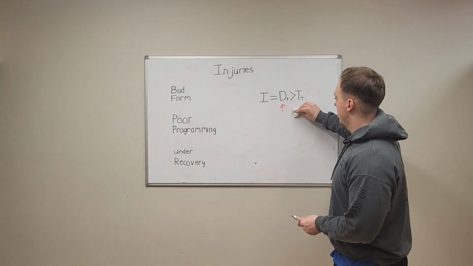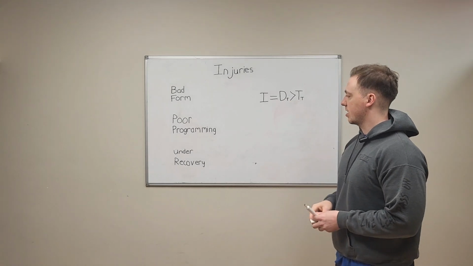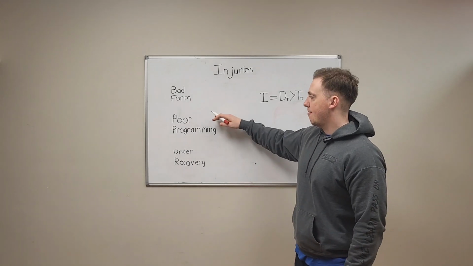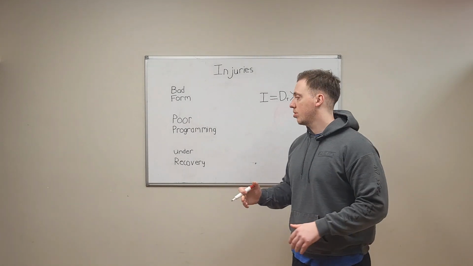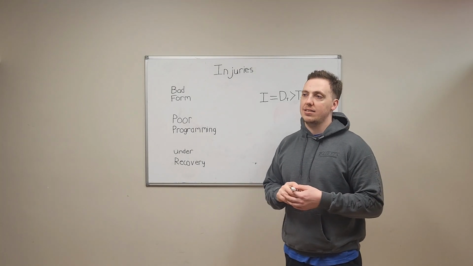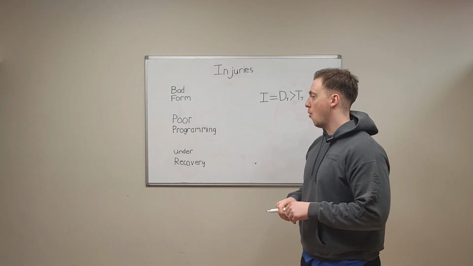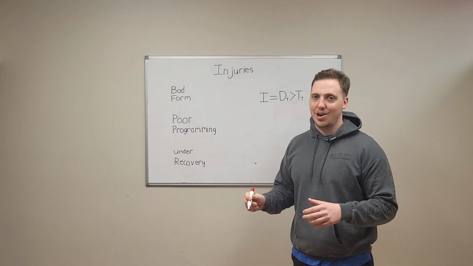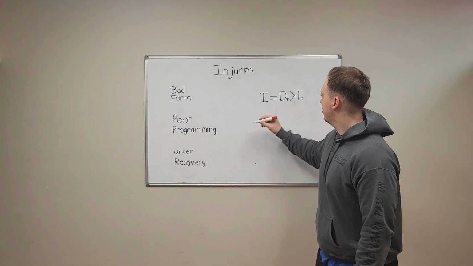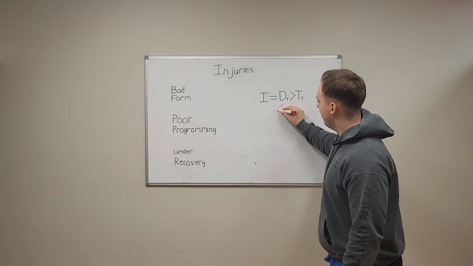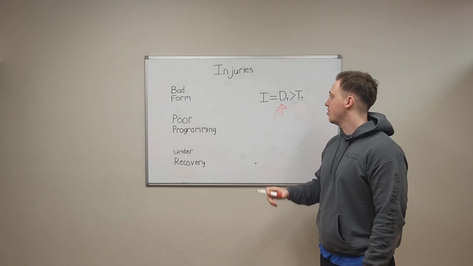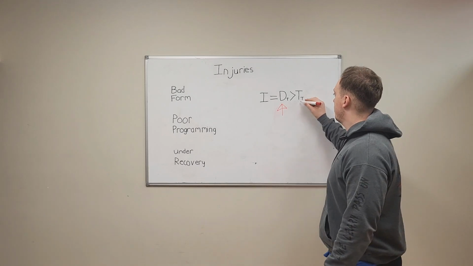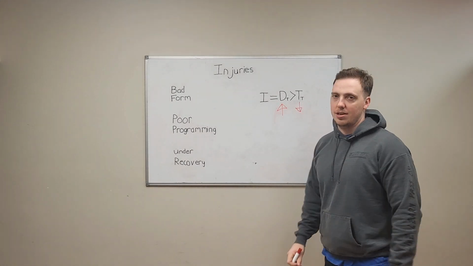Now these next two, the poor programming and under recovery, in my opinion, they go kind of hand in hand, because if we have poor programming, it's going to cause under recovery. If we're doing things like a Smolov program, or one of my favorites that I hear every year is Squattober, where you're squatting every day for the month of October, all these things are going to dramatically increase the risk of injury by increasing the demand of the tissue, and we're not letting it recover, so that tissue tolerance drops.